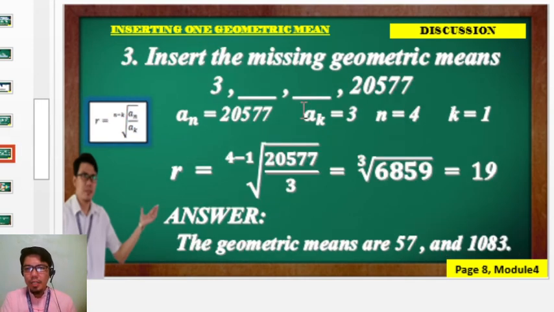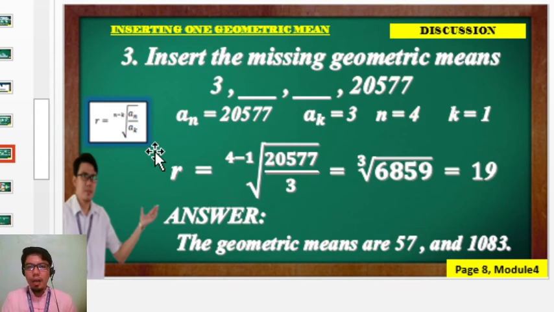Insert the missing geometric means. So the first term is 3, the second and the third terms are missing, and the fourth term is 20,577. So again, a sub n here, or the last term, is 20,577. A sub k, or the first term, is 3, while n is 4. Obviously, there are 4 terms, and k is equal to 1.